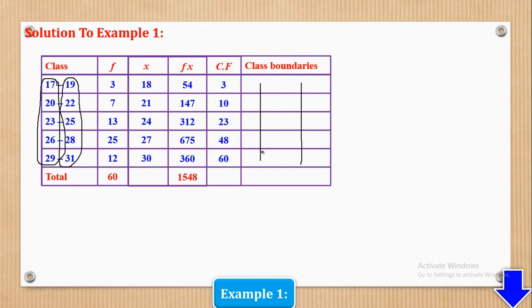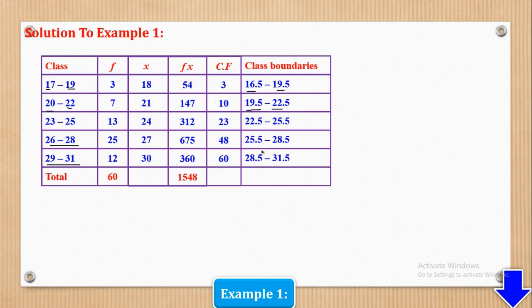So let's do that. So for example, the first one, 17 minus 0.5, I'll come up with 16.5, and 19 plus 0.5, I'll come up with 19.5. The next, 20 minus 0.5, I'll come up with 19.5. Then 22 plus 0.5, I'll come up with 22.5. So when I do that for the rest, I'll come up with that. Then for this class, I'll come up with that. And lastly for this, I'll come up with that. So basically that's the table which will help us answer the questions.